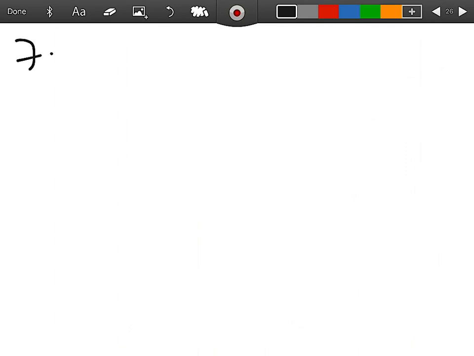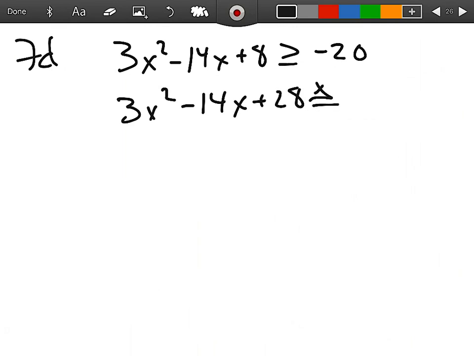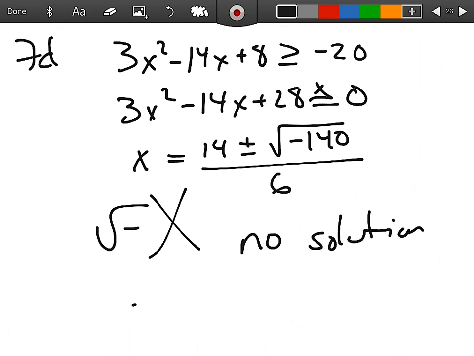And then 7D takes the same formula, and we equate it to be greater than or equal to -20. So then that again is going to lead us into the quadratic formula, and you're going to get x is equal to 14 plus or minus the square root of -140 over 6. Hallelujah, we got something we can quit on. You cannot take the square root of a negative number. That does not work. So there is no solution. But what is a graph of no solution? It's nothing. It's just a 0.